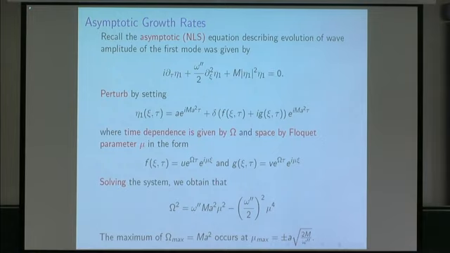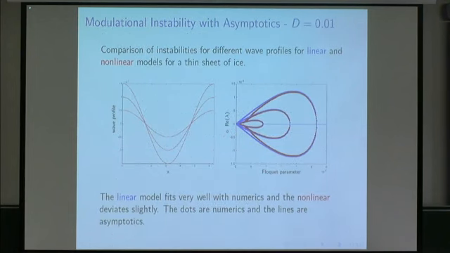So we get something like this, and we can see the maximum eigenvalues for this NLS will be m times a squared, where a is the amplitude. So now we'll be able to compare the asymptotics and the numerics. Okay, so let's look at linear and nonlinear models.